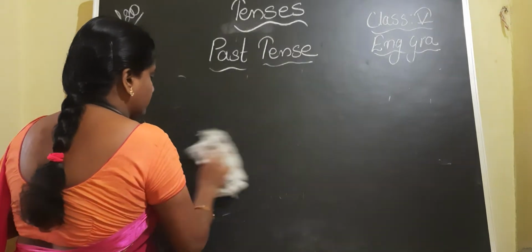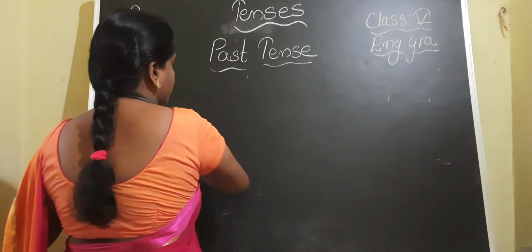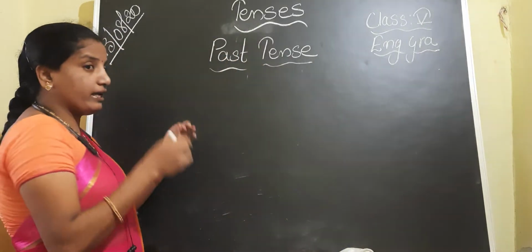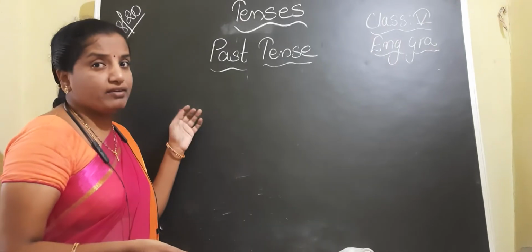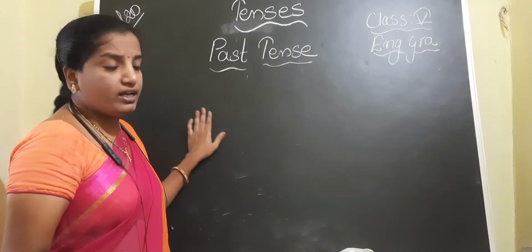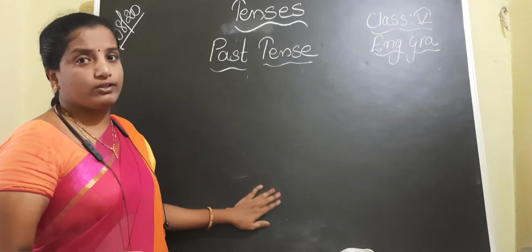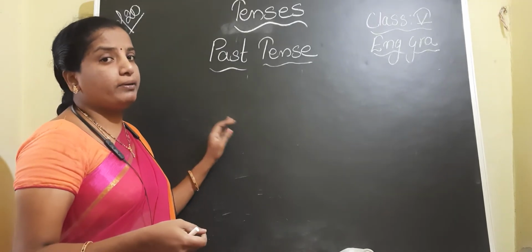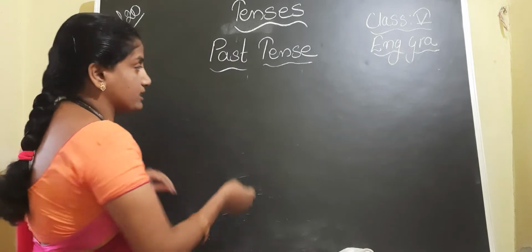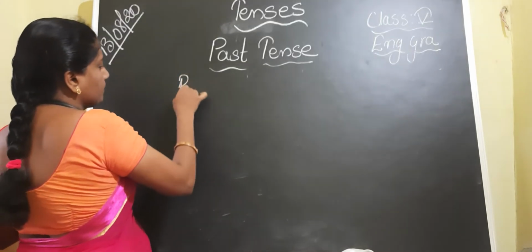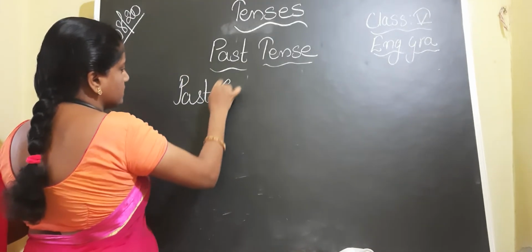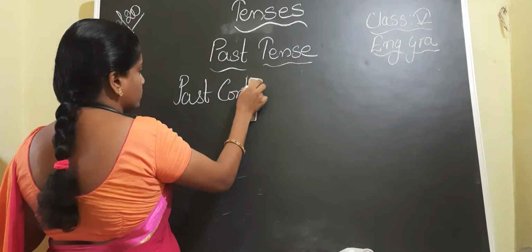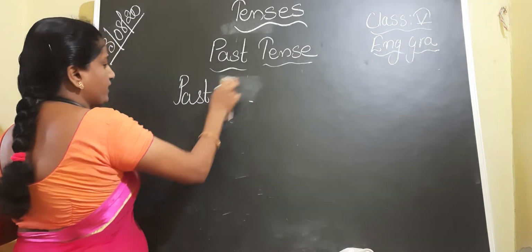Past perfect continuous. See children, in your 5th standard, in the 3rd chapter, you are having only the names and the structures, but I am giving here the clear clarification of the tenses so that you can easily remember the structures of the tenses by heart. Now coming to the past perfect continuous. Sorry children, past perfect continuous.